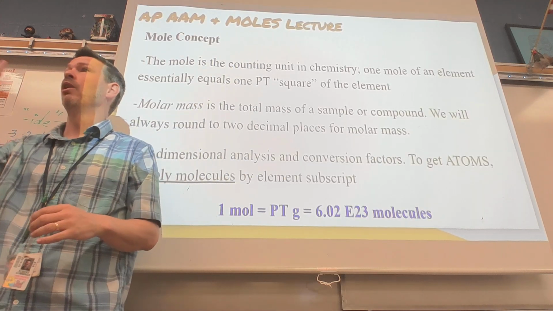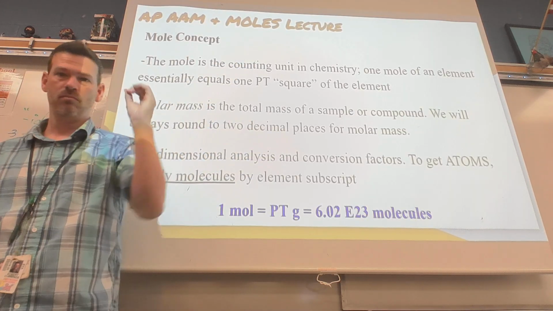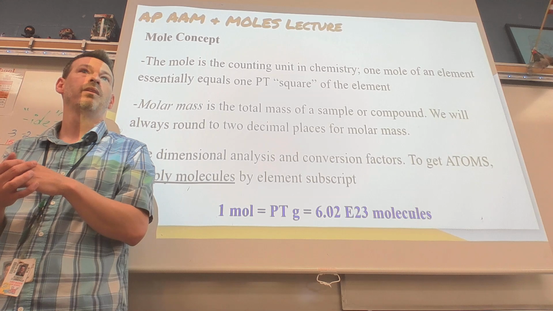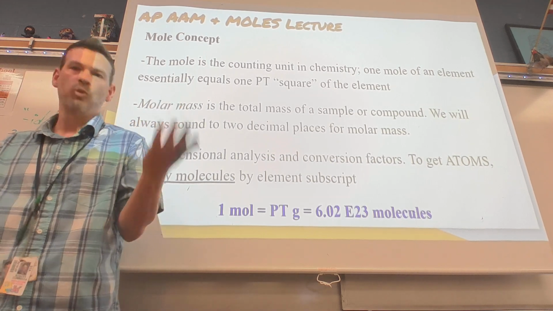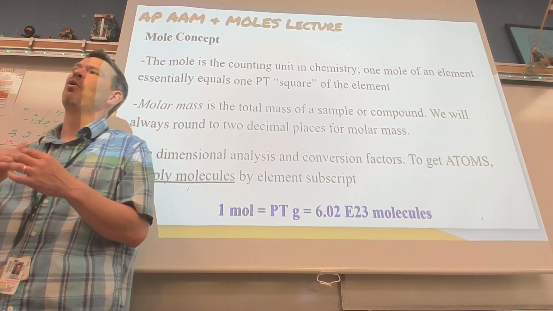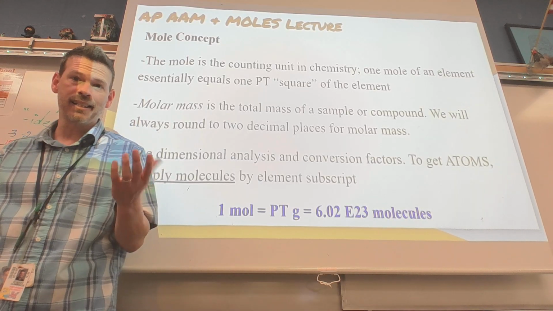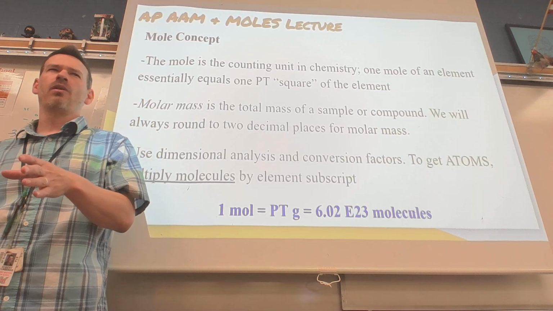So if I have 1 mole of carbon, if you round it, it has a mass of 12 because carbon is 12 for its mass. What if I have 2 moles of carbon? That would be a total of 24, 12 twice. What if I had half a mole of carbon? 6, half of 12. So it's pretty straightforward.